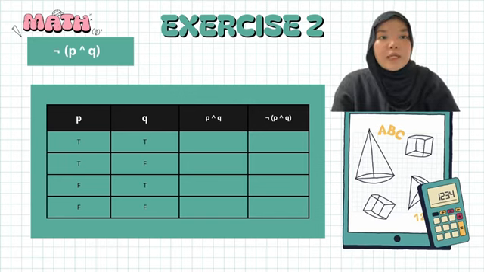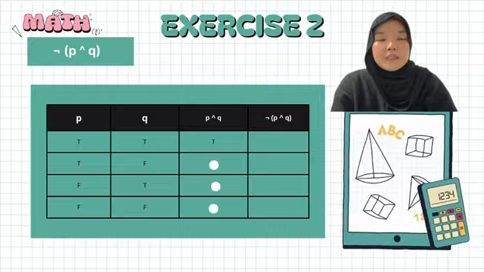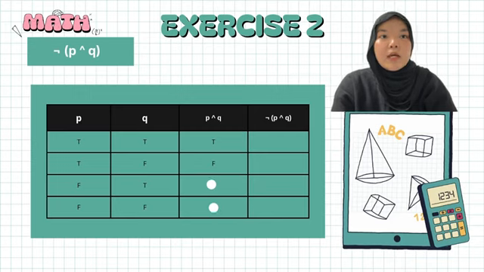Now we are going to do exercise 2. The question is, negate P and Q. The first thing we have to do is fill out the truth values for P and Q. Now we are going to fill out the first column, which is P and Q. For a conjunction, the statement is true only if both statements are true. So if P is true and Q is true, then P and Q is true. If P is true and Q is false, then P and Q is false. If P is false and Q is true, then P and Q is false. If P is false and Q is false, then P and Q is false.